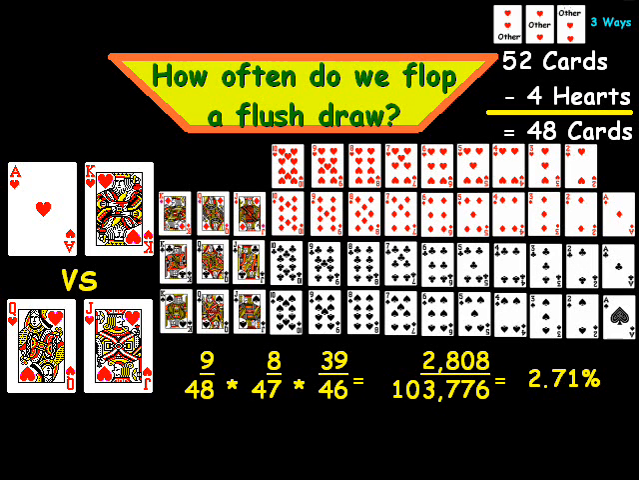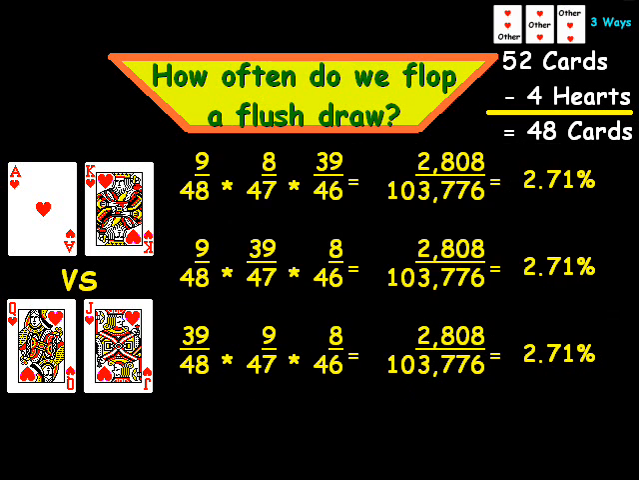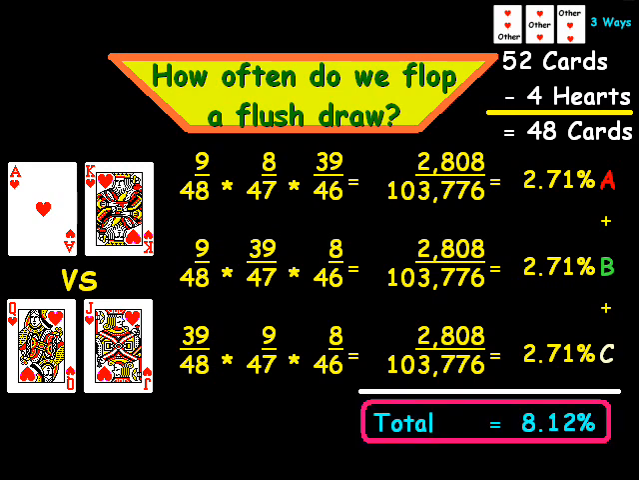Now, I'm going to save some time here and just put the numbers down for the B and C components here. So we've got the numbers there, and that's the A component, B, and C components. And we add those totals up, and it comes out to 8.12%. So we can flop a flush draw approximately 1 in 12 times if we have, let's say, ace X of hearts or ace king of hearts, and our opponent has a queen jack of hearts. Approximately 1 in 12 times, or 8.12%, we will both flop a flush draw.